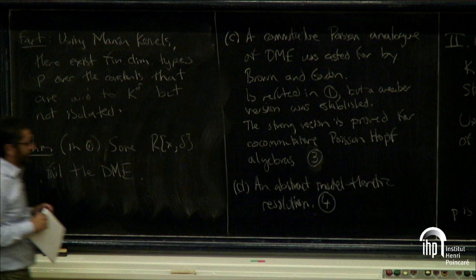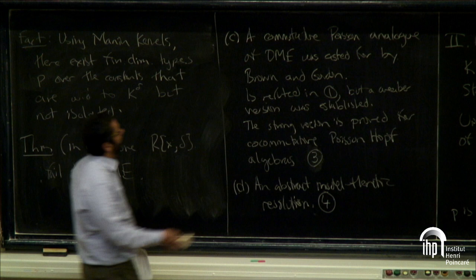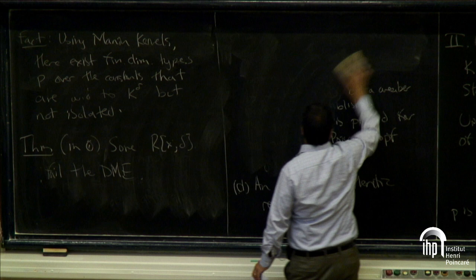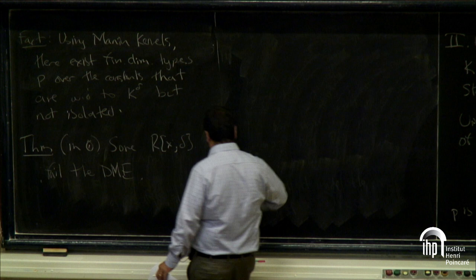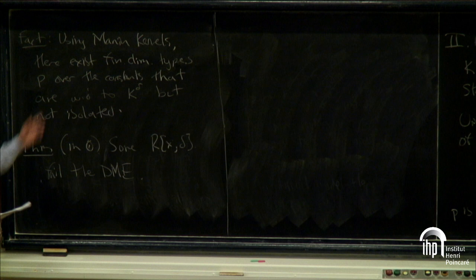So the whole theory of Manin kernels and so on is something that the non-commutative algebraists, the representation theorists, didn't know, nor did they know that it could apply in this way. And so one gets a finite GK dimension counterexample.